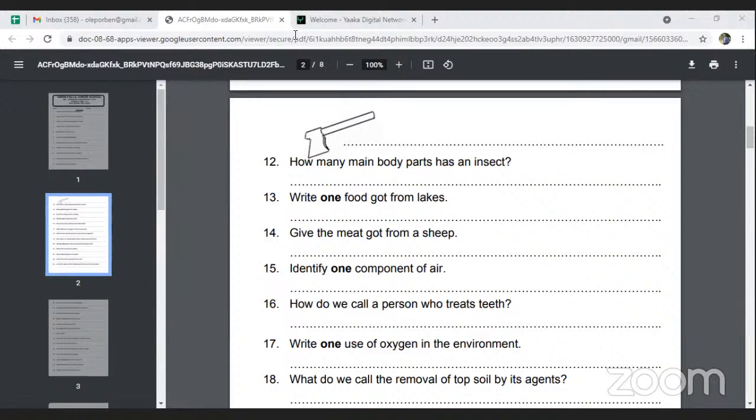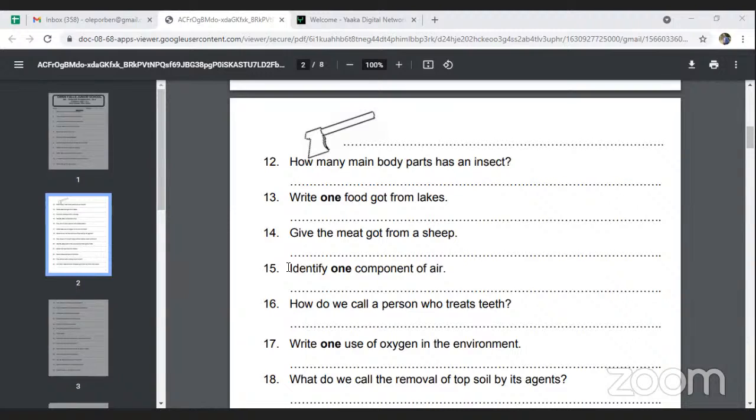The meat got from a sheep, mutton. You don't say mutton the wrong way. It's MU. The U carries the sound of the letter. Okay. So it is mutton. You check in the chat. That's the spelling.